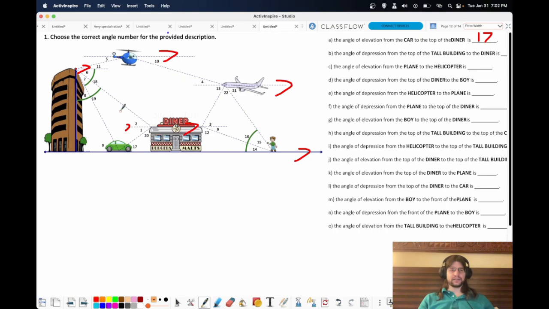Let's look at diner. Yeah, this one's what I was looking for. Angle of elevation from the top of the diner to the top of the tall building. So this one's easy. The angle of elevation from the diner to the building is right here. Boom, 2.